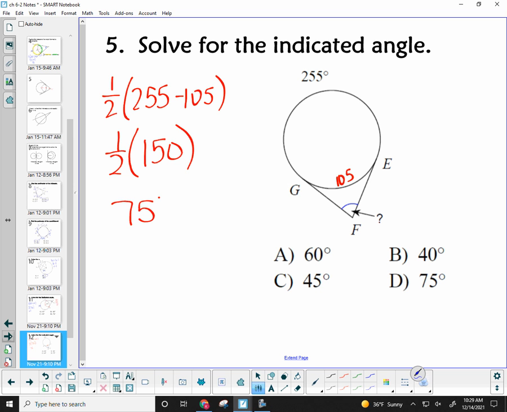I could have also just drawn in my radii. Again, if my arc is 105, my angle is 105. My central angle and angle F there have to be supplementary. So 180 minus 105 gives me 75. Is that okay?